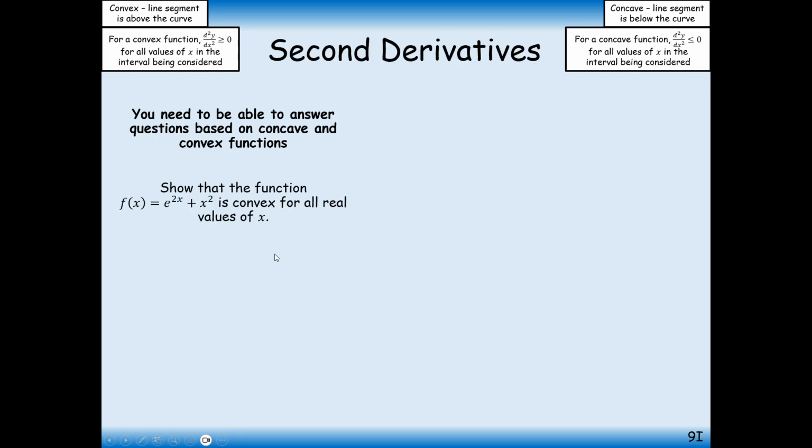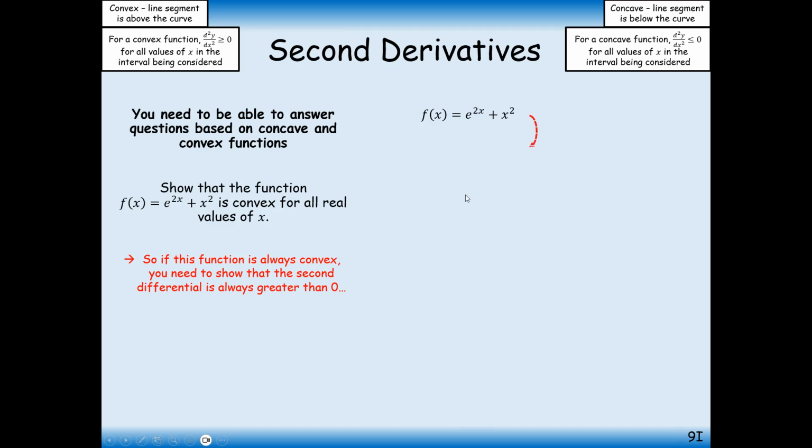Same graph again. This next example is saying show that the function e to the power of 2x plus x squared is convex for all real values of x. So that means we have to find the first derivative and then the second derivative. Once we find the first derivative, it will be 2 times e to the power of 2x plus 2x, and we differentiate that one more time.